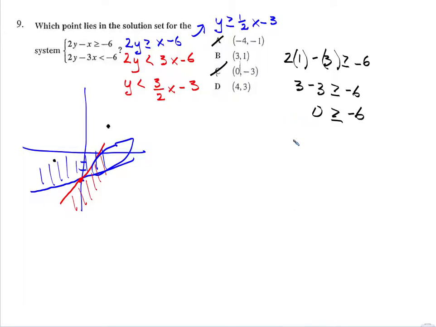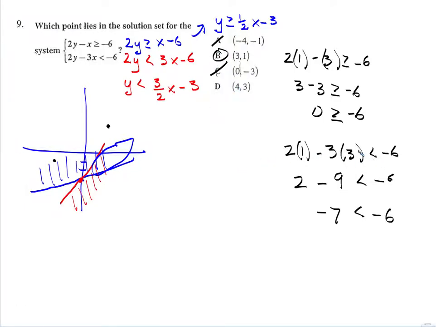Let's check the second one. So plugging in x and y, I have 2 times 1. Again, I'm plugging into this equation now. 2 times 1 minus 3 times my x was 3 should be less than -6. So this is going to be 2 minus 9 needs to be less than -6. That's a -7. Is -7 less than -6? Yeah, it is. So it's B. That was really confusing.